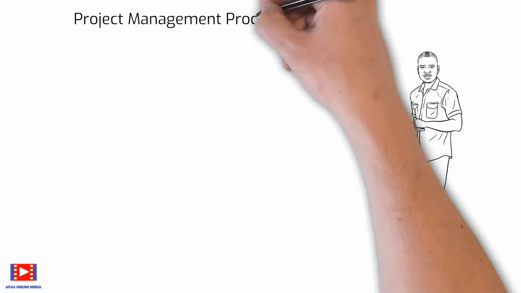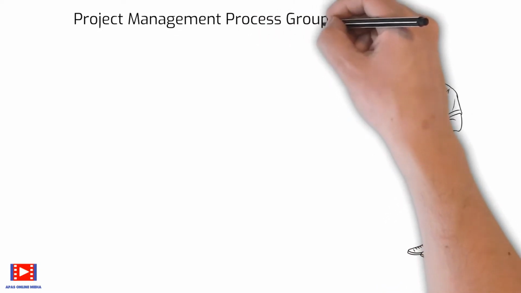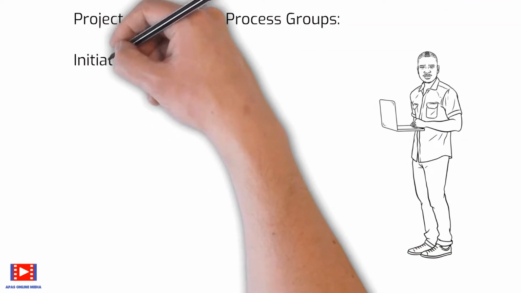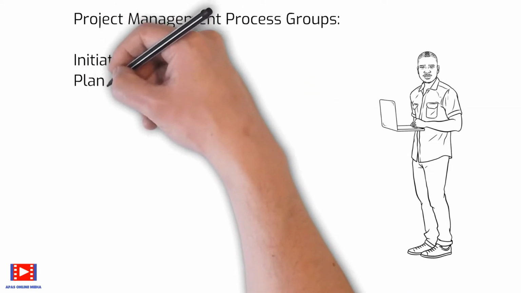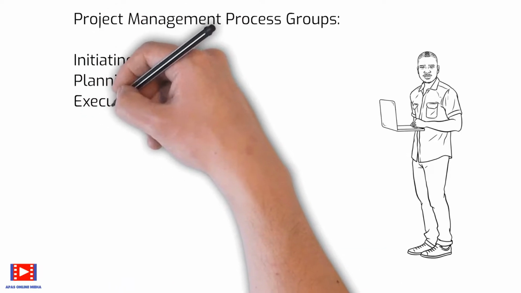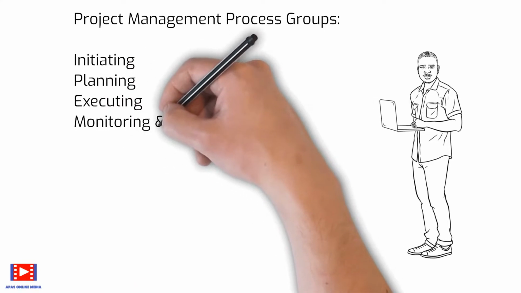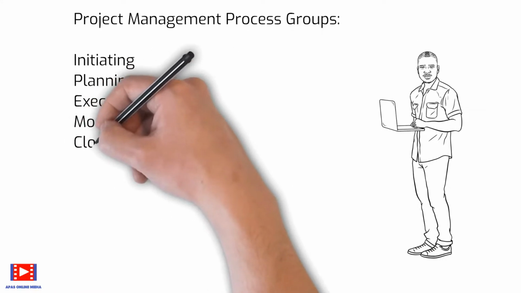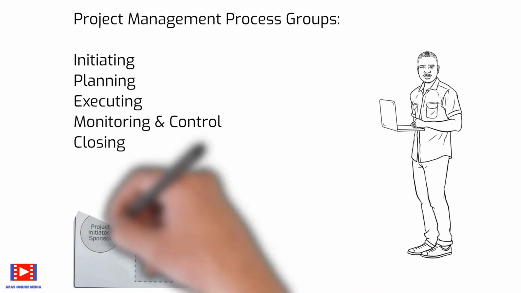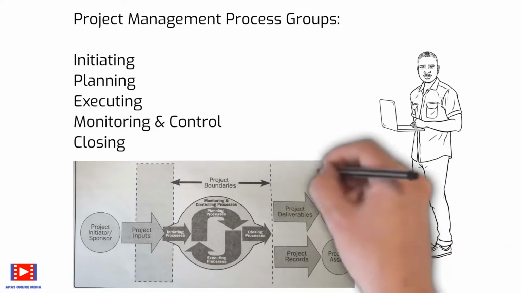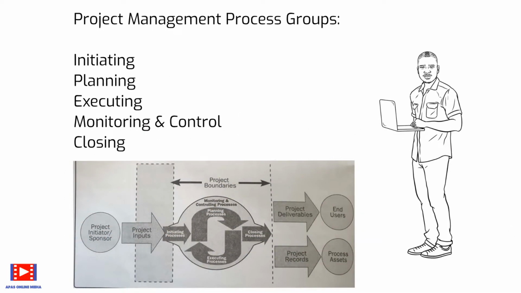Today's topic is project management process groups. There are 5 process groups as per PMBOK, and they are as under. Number 1, initiating. Number 2, planning. Number 3, executing. Number 4, monitoring and control.